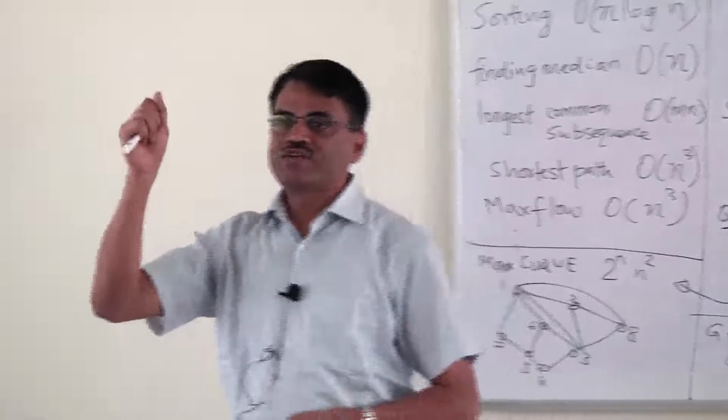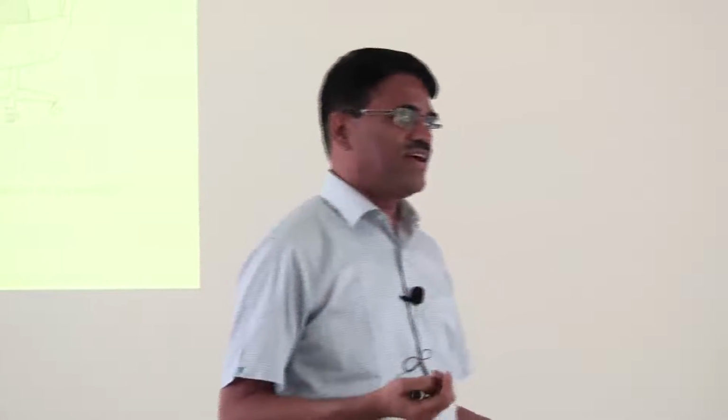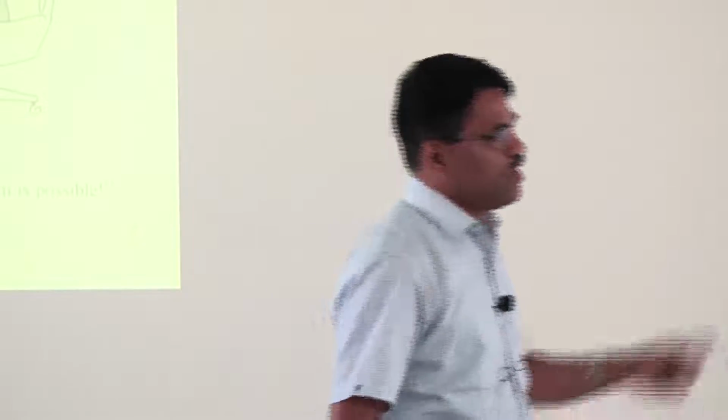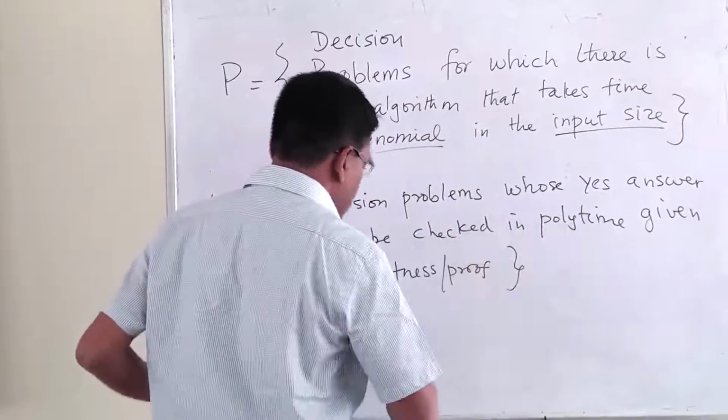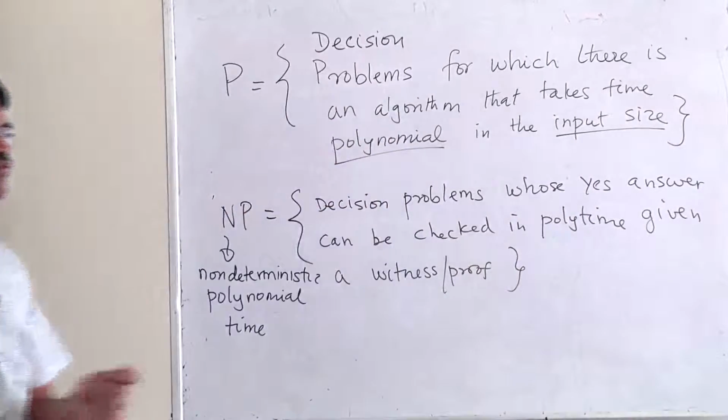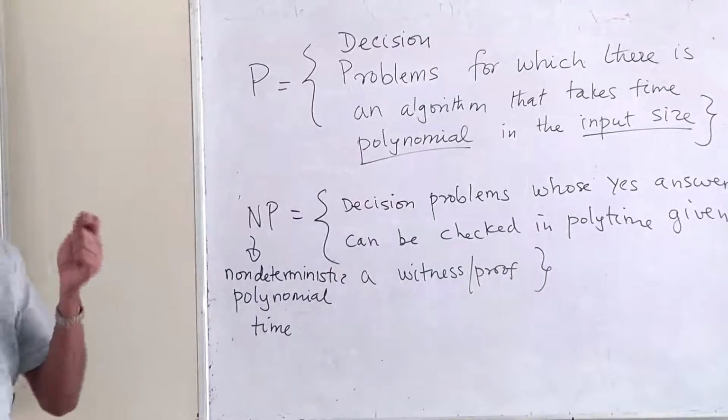Give a divisor. You say 243 divides this. Can I check it? Yeah, that's one division. I can do division. Okay, so that's a polynomial time computation. So that is a problem whose yes answer can be checked in polynomial time given a proof. The proof here is a witness, a factor.